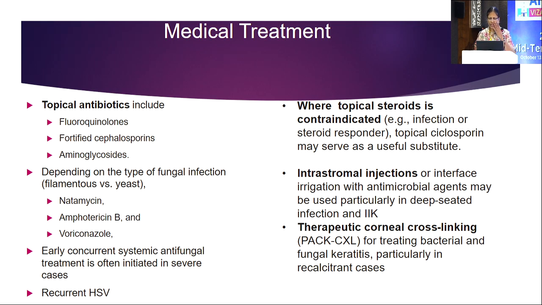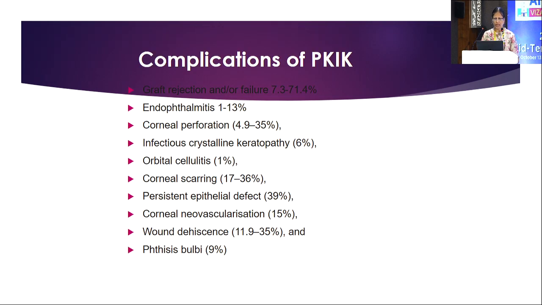Intrastromal injections, interface irrigation and antimicrobial agents may be used, particularly in deep-seated infections, and therapeutic corneal cross-linking has recently been reported to treat these conditions. The complications are endophthalmitis, graft rejection, corneal perforation, infectious crystalline keratopathy, orbital cellulitis, corneal scarring, persistent epithelial defect, corneal neovascularization, wound dehiscence, and phthisis bulbi. These are the complications.